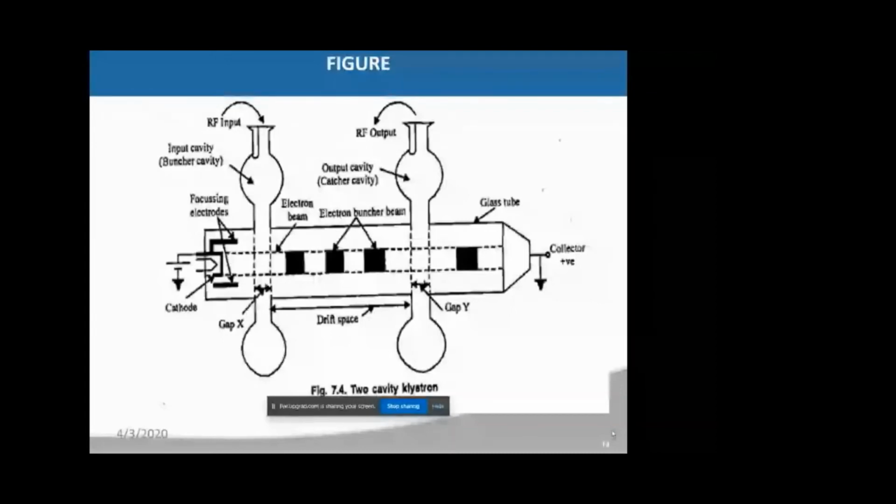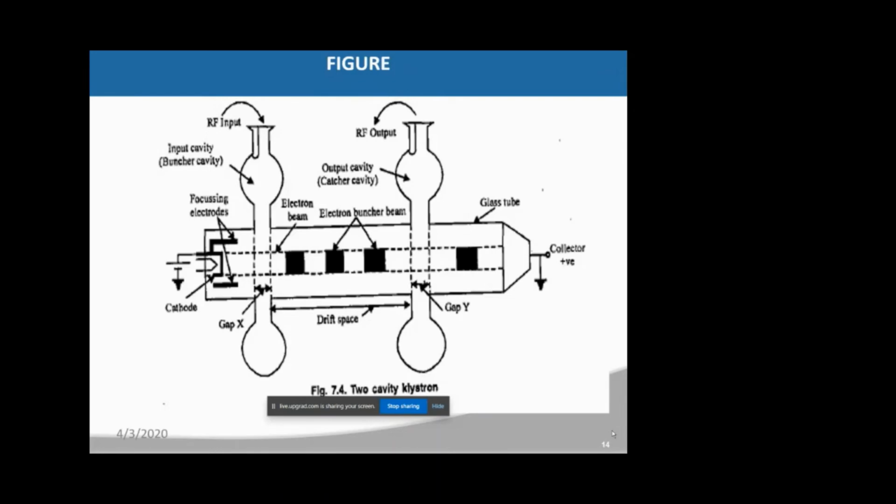So in this case, some numericals are based on this mathematical working model of the two cavity klystron, reflex klystron, TWT or magnetron. Now I'll start with the mathematical treatment for 5-10 minutes more, then we'll leave the rest for the next class.